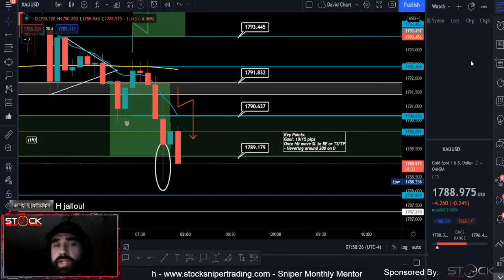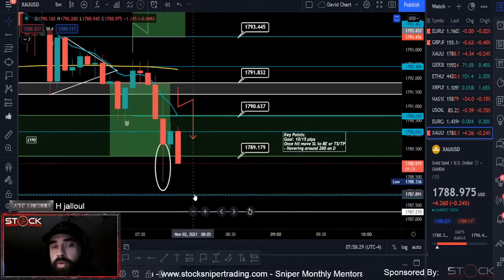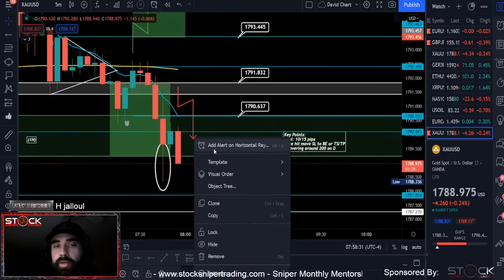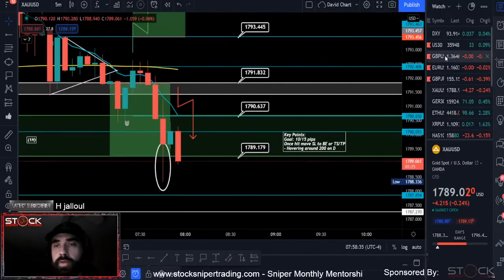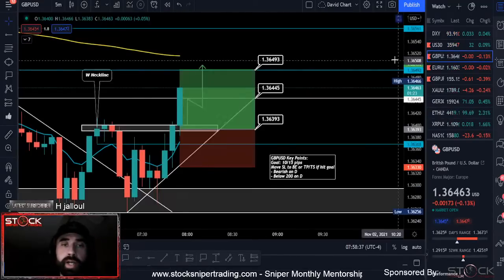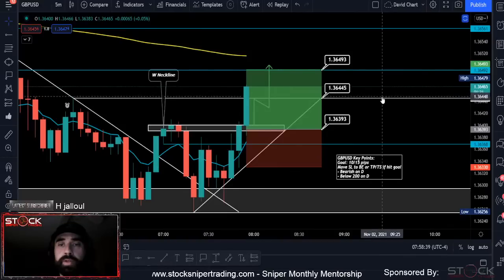Is GU flying, guys? Let's check it out. Remember gold, guys. Remember gold. We have the overall opportunity here. I want to add an alert there. Okay, guys. There's GBPUSD. Okay.